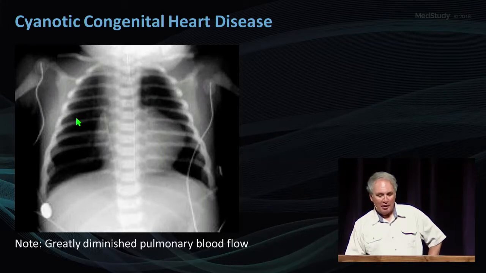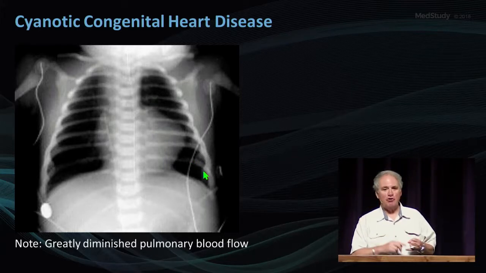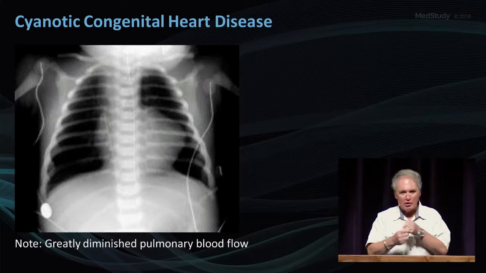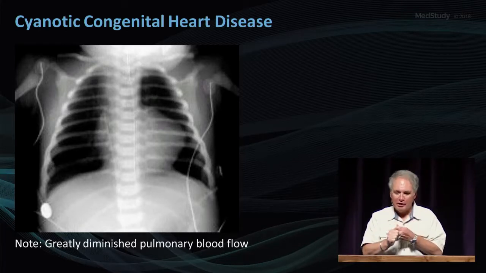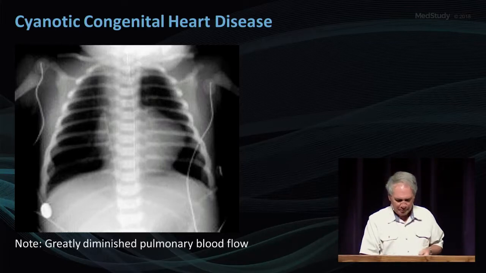If I have a cyanotic patient, and I get a chest X-ray, and I see this, I'm looking at dark lung fields. I do not see pulmonary vascularity. I'm saying to myself, obstruction to pulmonary blood flow. I'm thinking tricuspid atresia. I'm thinking pulmonary atresia. I'm thinking severe tetralogy of Fallot, maybe.